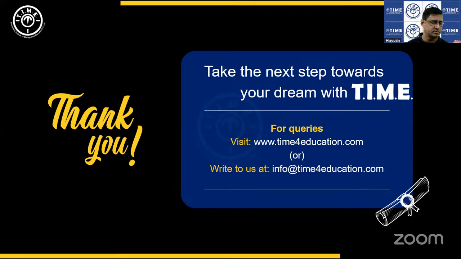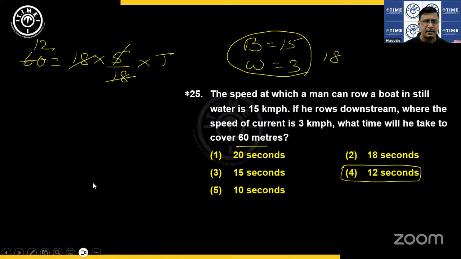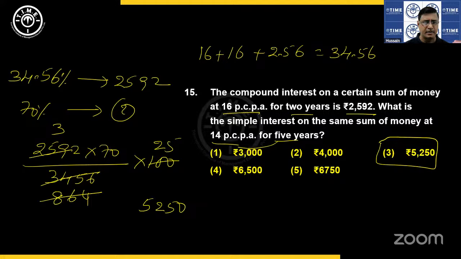Sandra, say yes or no. Okay, Sandra, 15th question. Let me check the 15th one here. This is the 15th question. The compound interest on a certain sum of money at 16% per annum for 2 years is 2592. What is the simple interest on the same sum of money at 14% per annum for 5 years?